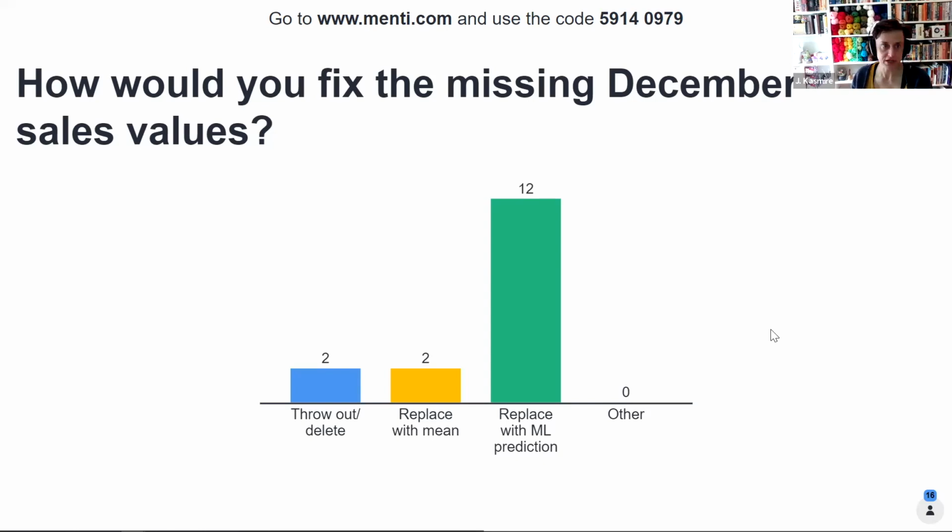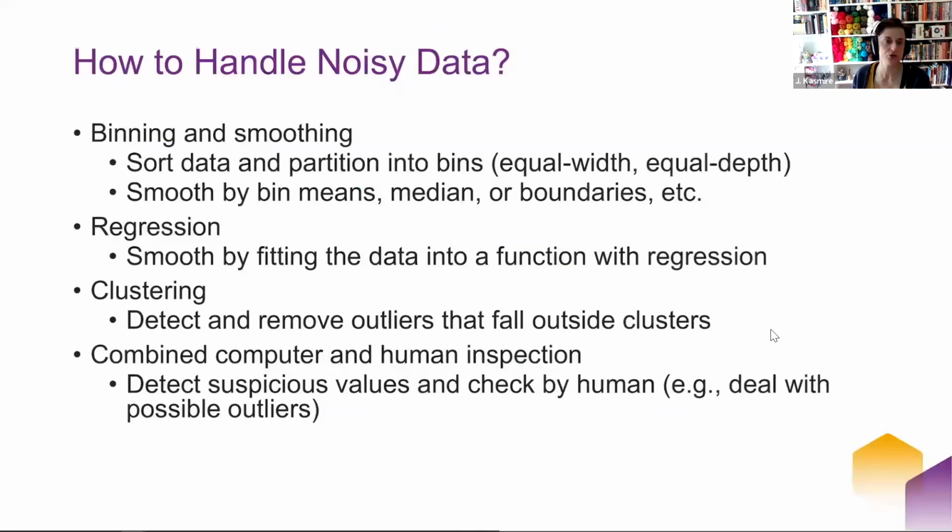Okay, moving on. How do you handle noisy data? So noisy data is something which there's a lot of variance. There's a lot of apparent randomness. So how do we do it? Generally binning and smoothing and sorting and things like this.